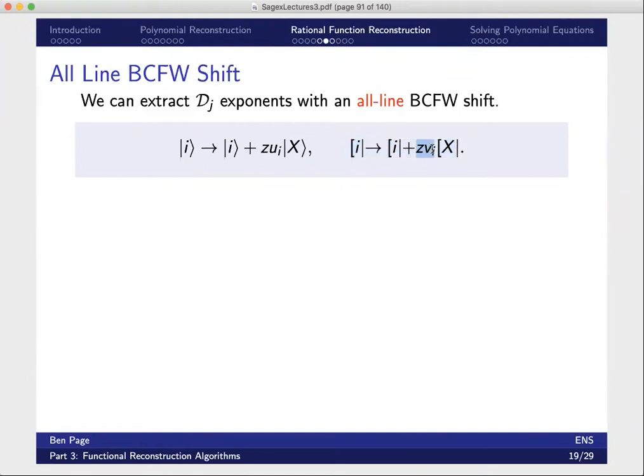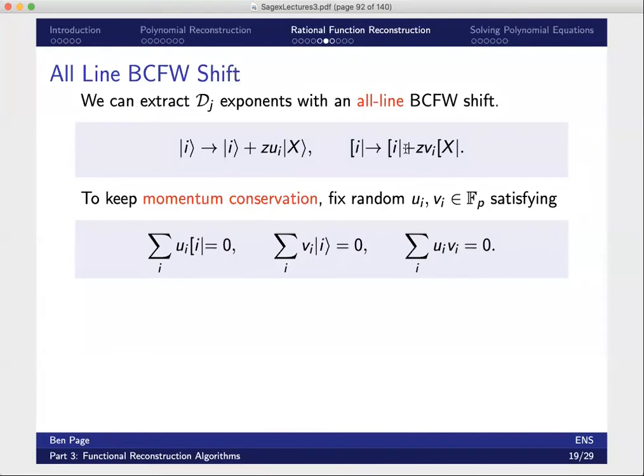Now, if we do this where our floating parameter is v_i, and if we do this for arbitrary values of u_i and v_i, then we're not going to have momentum conservation generically. The shifted configuration is not going to give us a good phase space point. So we need to ensure momentum conservation. And we're going to do this in what might be becoming a standard way. We're going to do it randomly and arbitrarily. So to fix momentum conservation, all we need to do is find u_i and v_i that solve these equations.